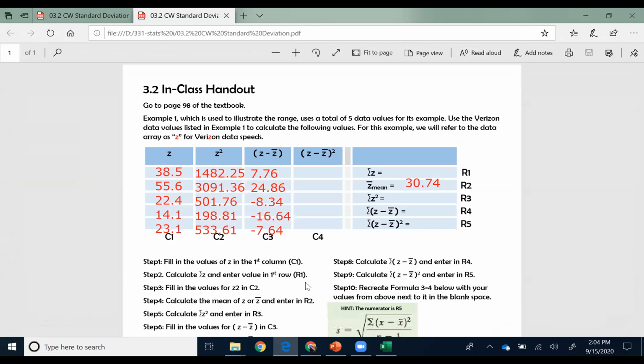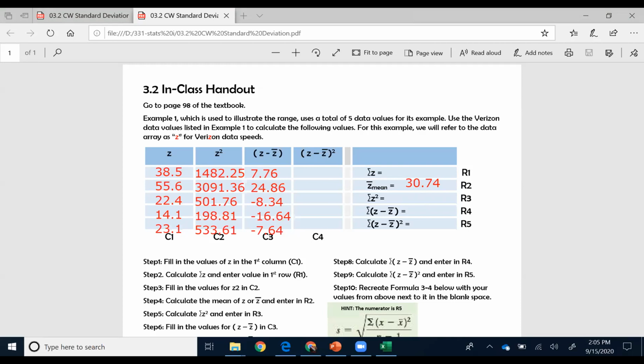All right, now I showed y'all a neat little technique, right? The next column is the same thing, z minus z bar, but it's squared. You might know how to do this on your calculator or not, but if you don't know how to be fancy, the best thing to do is take 7.76 and multiply that by 7.76. I want people to do 7.76 times 7.76 in the chat, and then give me that value.